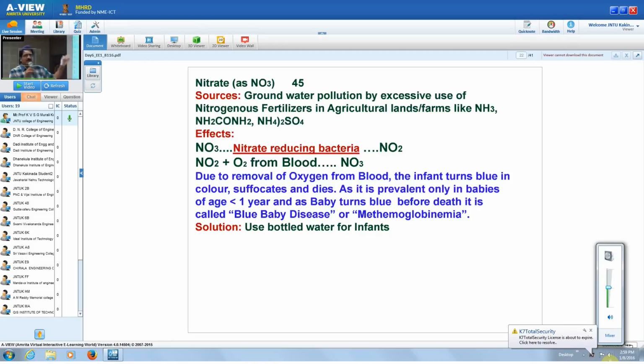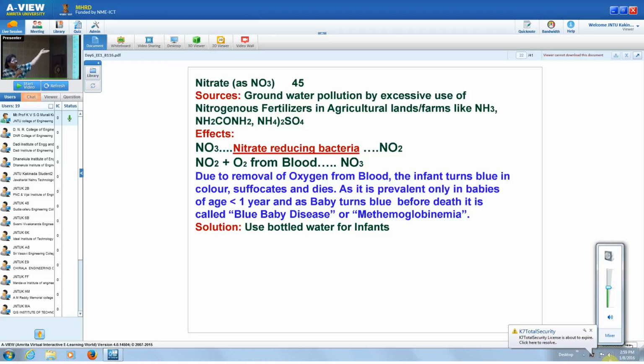So what is the solution to this? Every year millions of babies are dying like this, unattended. People think that it is some other problem. Because infants consume very little water, these children may be fed with mineral water or bottled water which is free from nitrate. That is the best solution. That is the only solution.